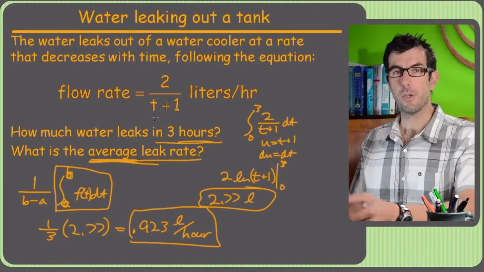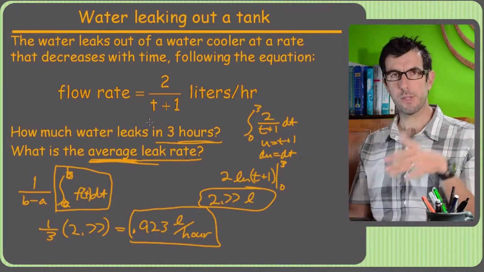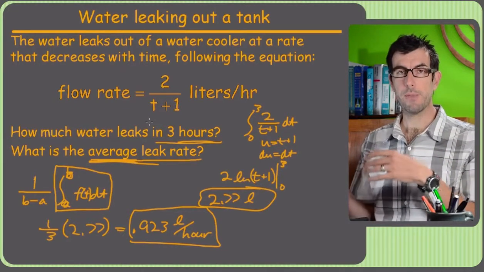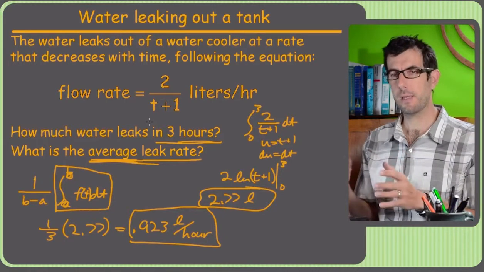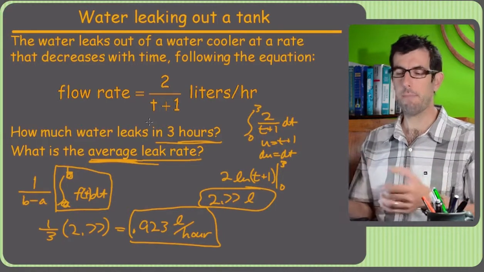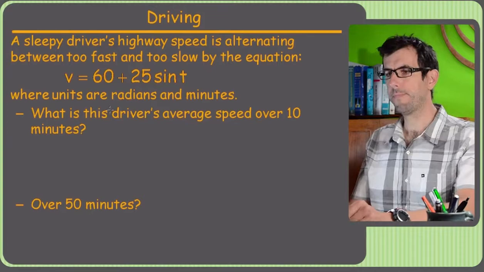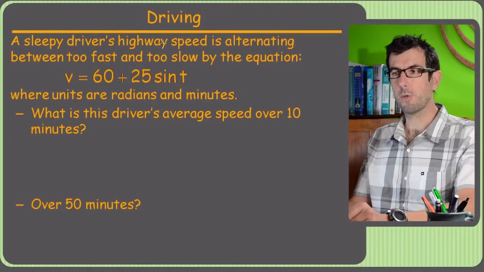So there you go. If something's coming out or a rate's happening, if there's a leak, if something's filling up, the total amount that came in is going to be the definite integral over the time span. But if you want to find the average, you just have to divide by the amount of time that things were happening.